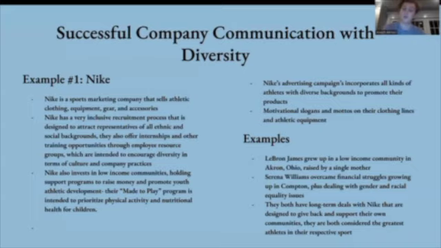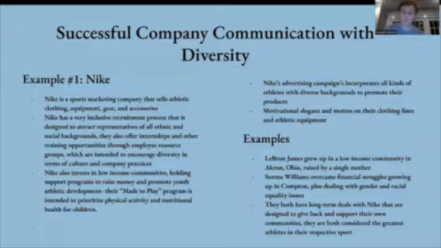Their advertisement campaigns incorporate all kinds of athletes who have all kinds of diverse backgrounds to promote their products. And on those products and on their clothing lines, they use motivational slogans and mottos that represent their company.